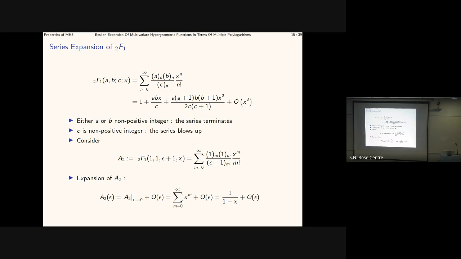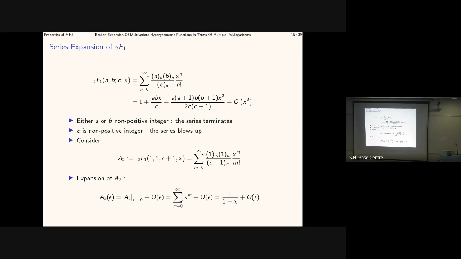The first thing to do is, if you put naively epsilon goes to 0, you can get the leading term. Let's do that. If you put epsilon goes to 0, the Pochhammer symbols will cancel out, and this will also cancel out with the m factorial. So what we have essentially is x to the power m, summed over m from 0 to infinity, and that simplifies to 1 over 1 minus x. This can be done because this c cannot be a non-negative integer, but in this case, this is plus 1, a positive integer.